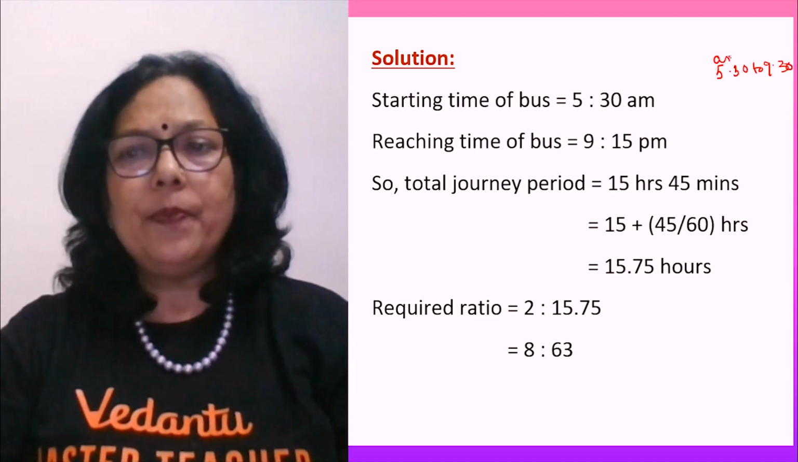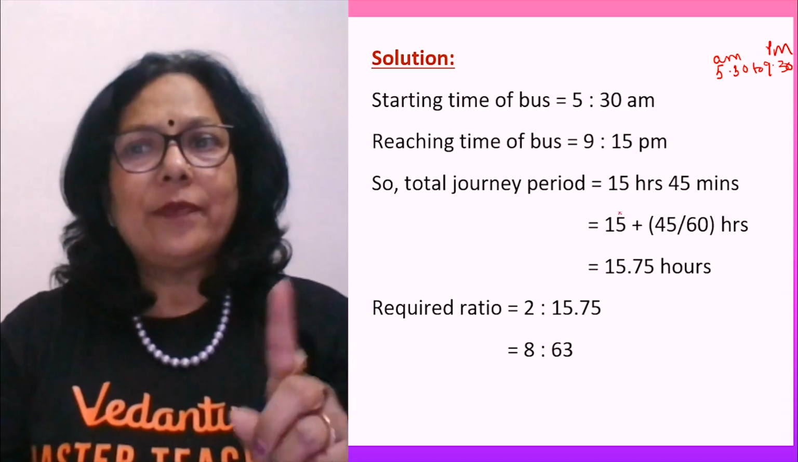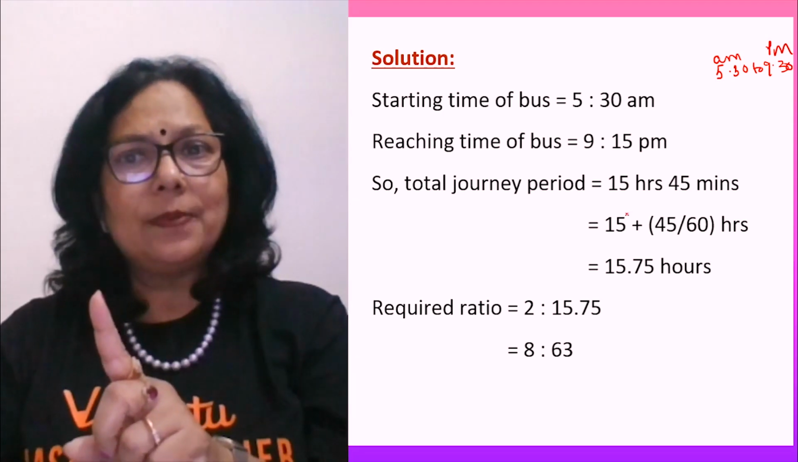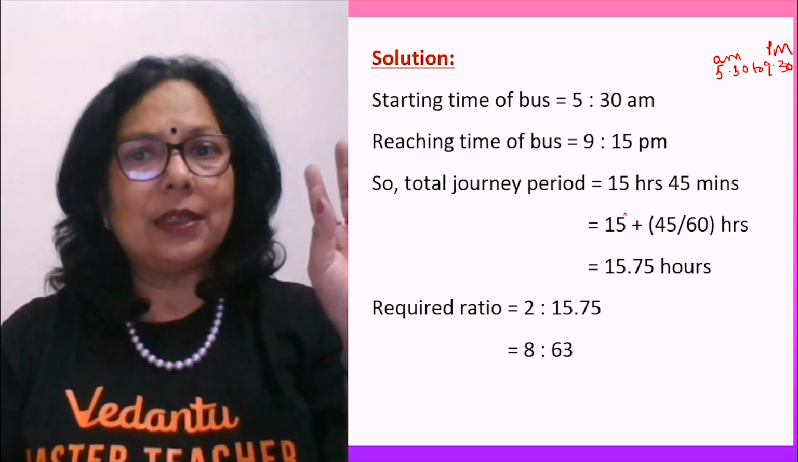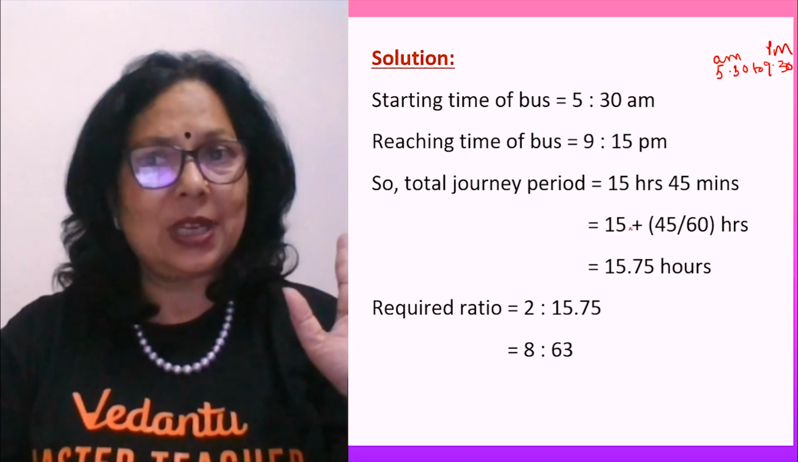See, this is AM and this is PM. 5:30 to 5:30 PM, 12 hours. Then 6:30, 7:30, 8:30, 9:30. Add 4 more. So 16 hours.